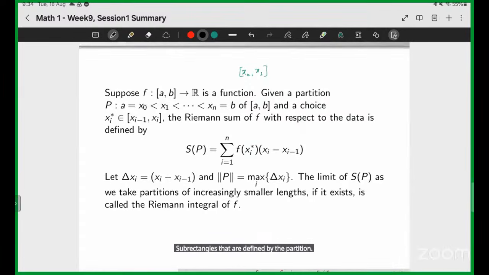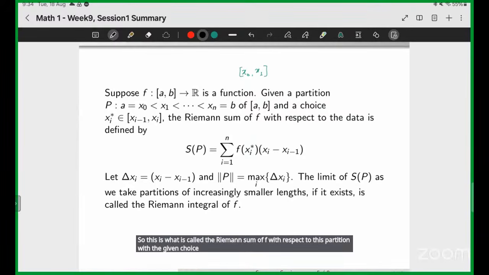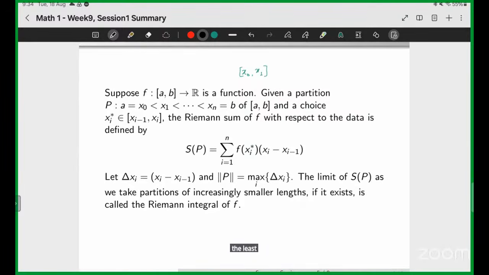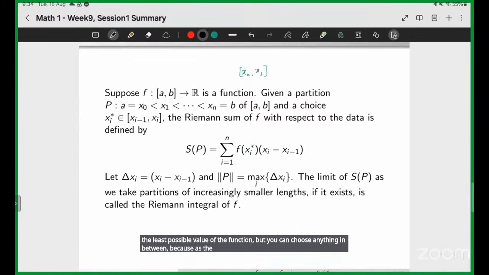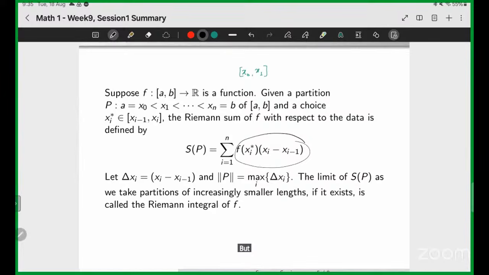So this is what is called the Riemann sum of f with respect to this partition with the given choice of xi star. You can give any choice of xi star. Earlier I was explaining using the least possible value of the function, but you can choose anything in between, because as the length of the subrectangles decreases, it doesn't matter what point you take in between, it will be close enough. But this part, the summand of this summation, is the area of the rectangle. Is this clear?